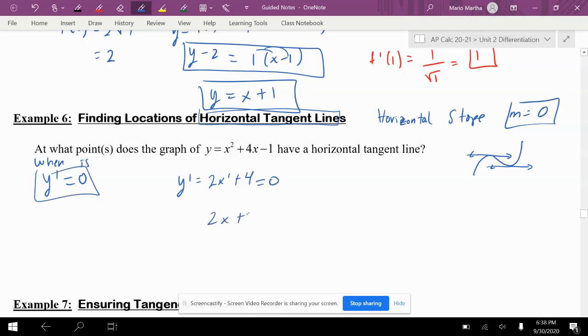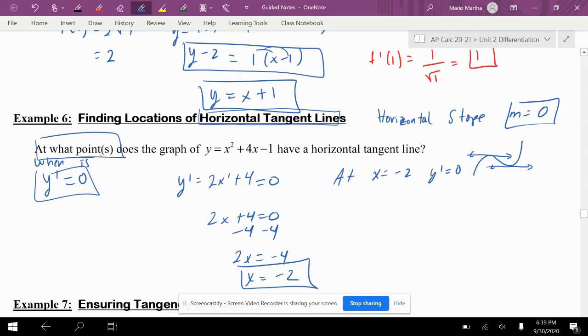So 2x plus 4 equals 0. Subtract 4 from both sides. You have 2x equals negative 4. Therefore, x equals, again, negative 2. So at x equals negative 2, y prime equals 0. But now it says at what point? So make sure we're answering the question, right? At what point? So I still need to find y. Since I only found one value, there's only one value where this tangent line has a slope of 0. So all I have to do is find y when x equals negative 2.